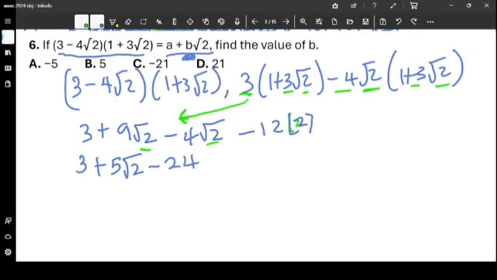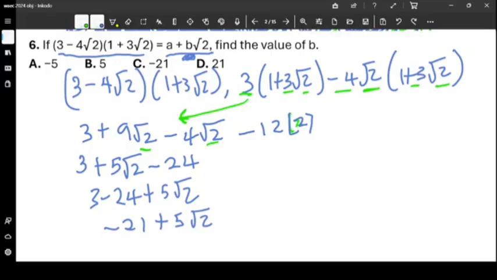All right. So if I collect like terms, I'm going to have 3 minus 24 plus 5 root 2. What is 3 minus 24? That's minus 21 plus 5 root 2, which is my final answer. So if you compare this answer with a plus b root 2, you see that your a is minus 21 and your b is 5, which is what we are told to find. So the answer is 5.